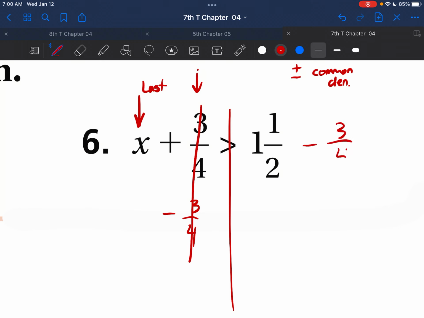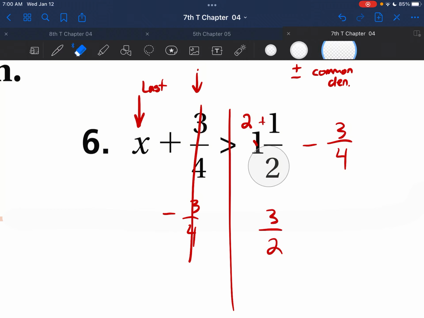Subtract 3 over 4. Now, this is where the problem comes in. First thing, we do not want to have mixed numbers, so we want to change that from a mixed number into an improper fraction. How do we do that? Don't forget you multiply your denominator with your whole number. So 2 times 1 is 2. Then you're going to take this and add it with your numerator. So 2 plus 1 will give us 3 over 2.